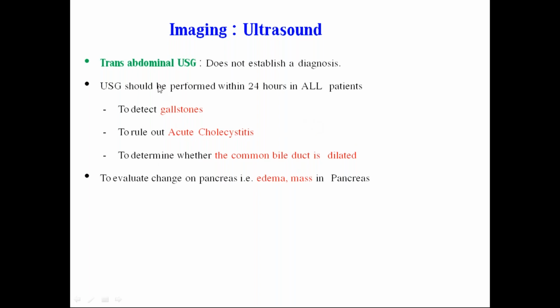Ultrasound can also determine whether the common bile duct is dilated or not, and evaluate the changes in pancreatic edema. In pancreatitis, the radiologist's ultrasound report will say the pancreas is bulky and edematous. If there are any secondary changes or complications like pancreatic ascites or any localized fluid collection, they can be seen. Calcification also can be appreciated, but necrosis is better seen with CT.